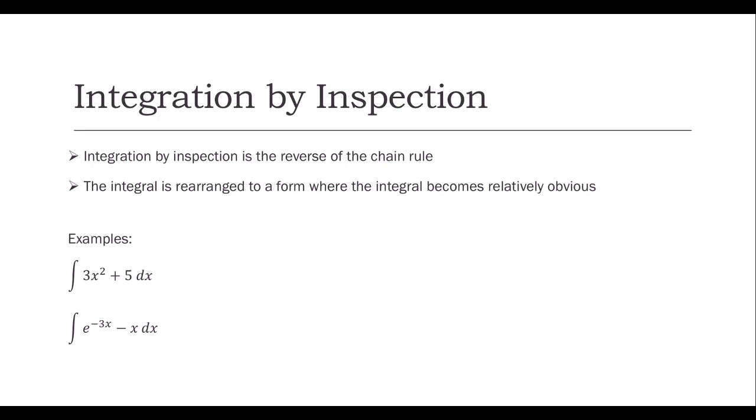So first we have integration by inspection. Integration by inspection is the reverse of the chain rule. So essentially what you would do is rearrange the integral to a form where the integral becomes relatively obvious. So here are two quick examples.